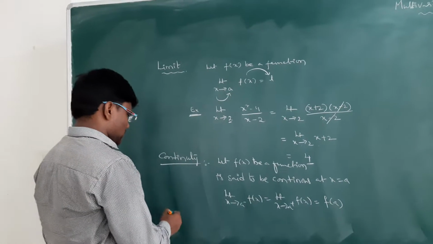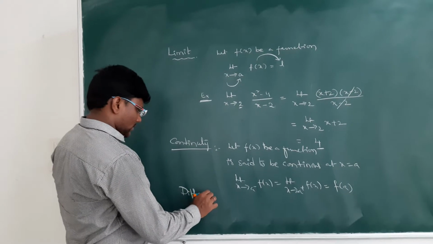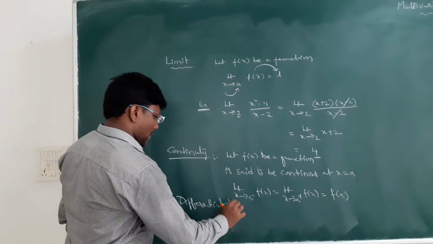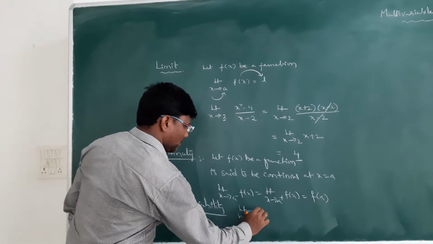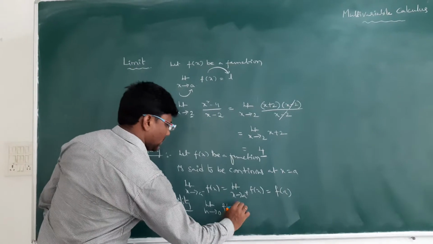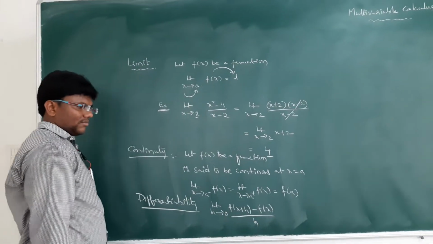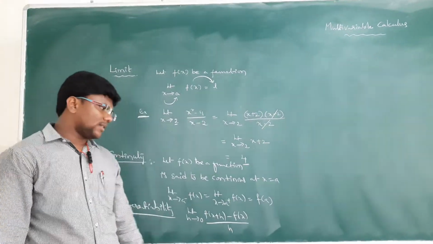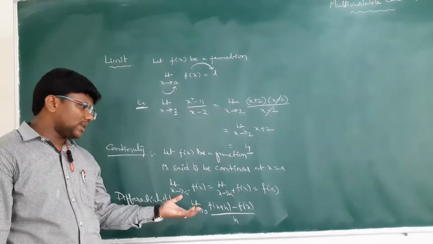Next, what is differentiability? Differentiability is: limit h tends to 0, where h is a very small value, of f of x plus h minus f of x by h exists. This is denoted by f dash of x, or at a point we can define it. This is the general notation for differentiability.